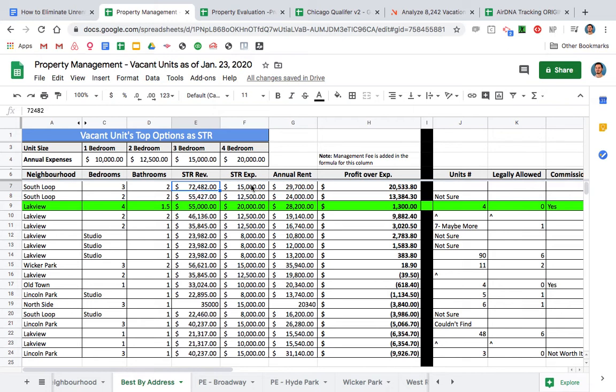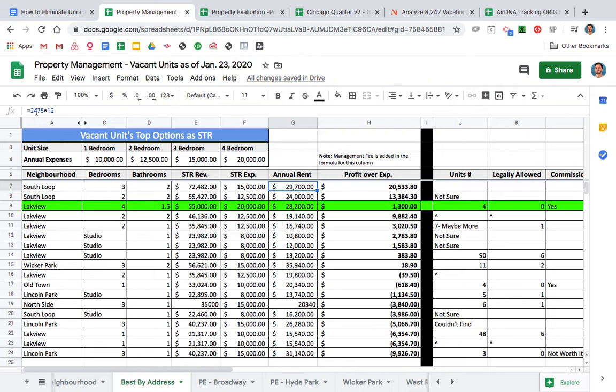The short-term rental expenses, so this is going to be cleaning fees, utilities, maintenance, internet, stuff like that, is roughly going to come out to about 15,000. You can see I pulled that number from up here. You can see how this grows as the bedroom count grows. Now the annual rent that this person's asking for is 29,000, so about 30,000.